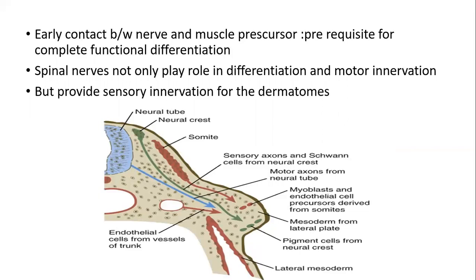Spinal nerves not only play a role in differentiation and motor innervation of the limb musculature, but they also provide sensory innervation to the dermatome, to the skin as well. Although the original dermatomal pattern changes with growth and rotation of the limbs, an orderly sequence can still be recognized. You have seen the dermatomes of the upper limb, they are organized.